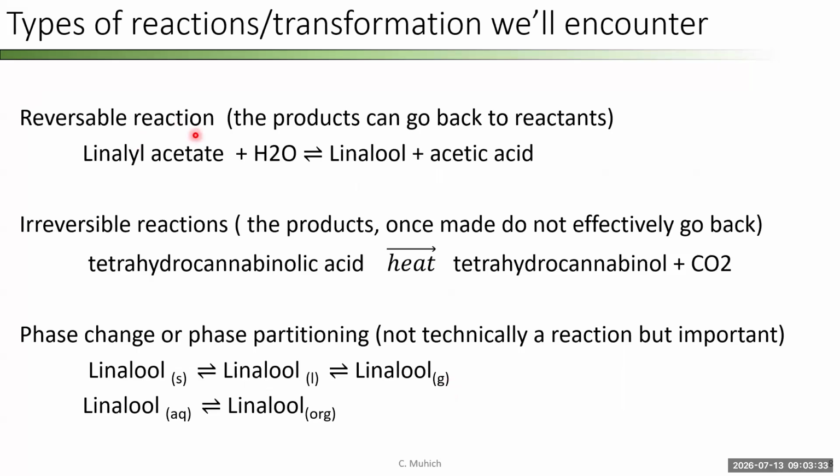So the first one being reversible reactions. So these are cases where the products can go back and forth between the reactants, right? So we can start with linalyl acetate, and it reacts with water, and that forms linalool and acetate. But linalool and acetate also will react backwards to form linalyl acetate. So these are reversible because the reaction can go this way or it can go back this way. And we denote that by having these arrows that point in both directions.